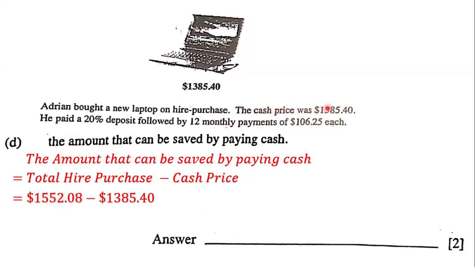And the cash price, which we have right here, is $1,385.40. When we subtract these two, we get $166.68. And so that means that the amount that can be saved by paying cash is $166.68. And that's the answer to this question.